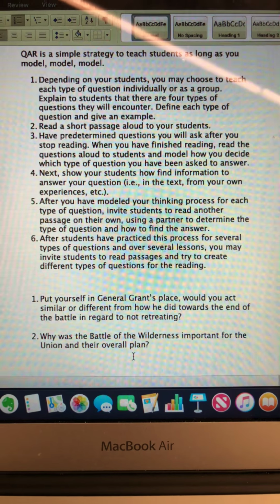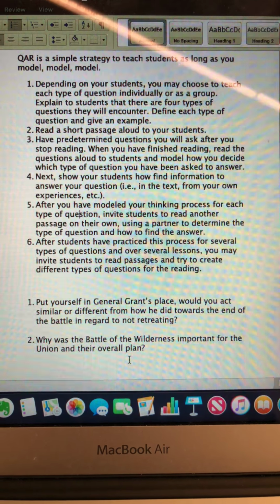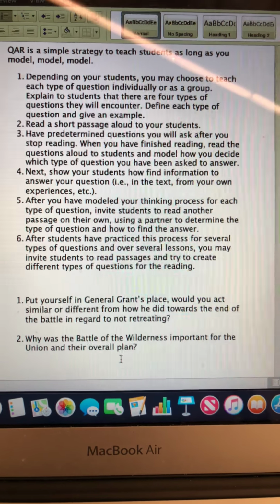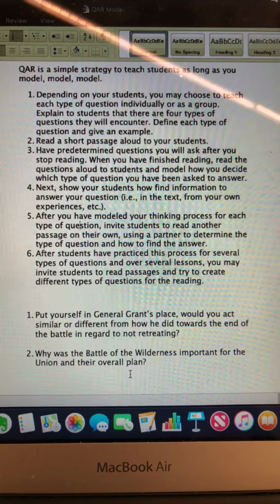The first is right there questions. These are literal questions where the answer can be found directly in the text. Often, the words are the same between the question and the text. These are low-level thinking questions, and like I said, can be found right away in the text. It's pretty easy to find.